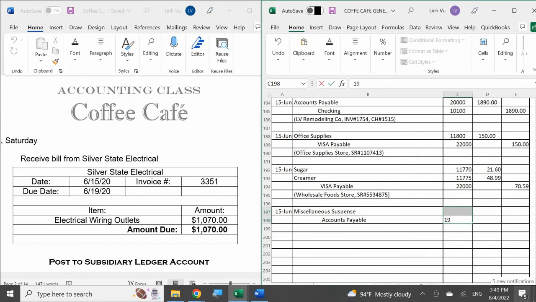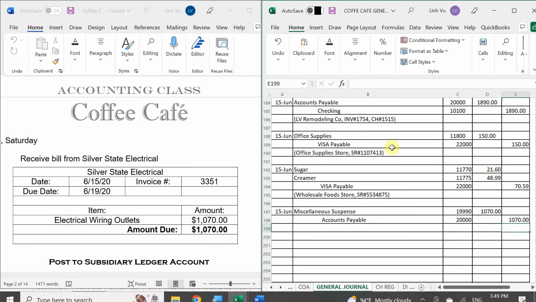19990. So let me remind you, this is a group effort. So if someone can't answer it, step in at any time. And then it's 20,000 for the accounts payable. Right. Okay, good. And we would debit miscellaneous expense, okay, 1,070, and credit accounts payable for the same.